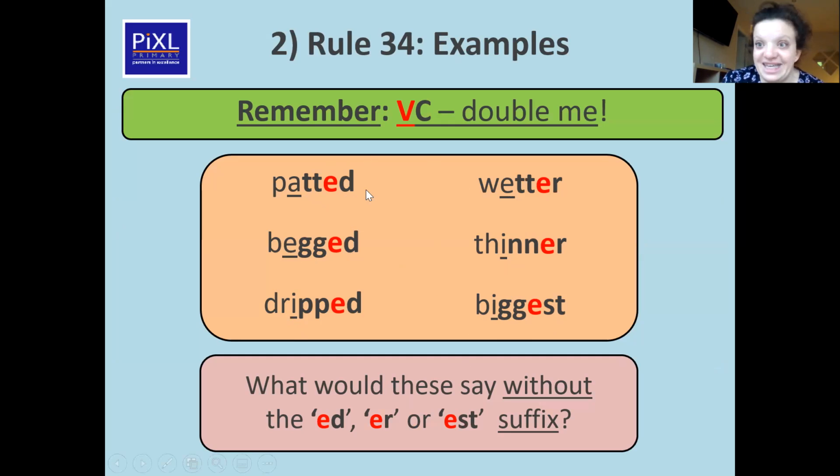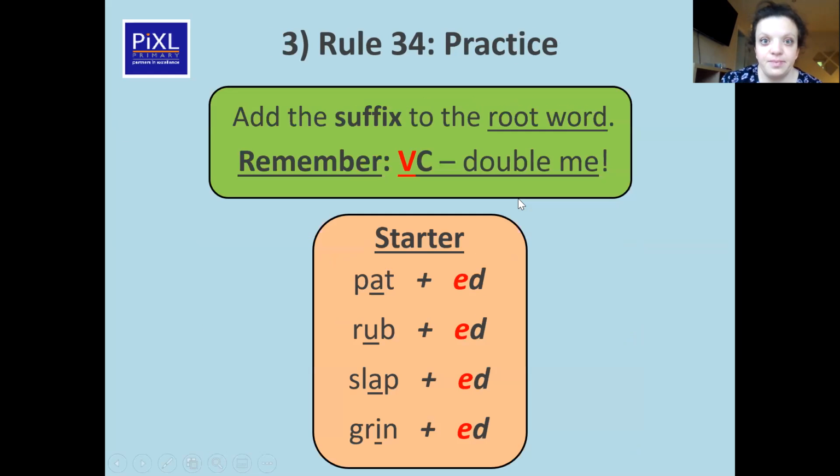Okay, so before patted, it would have been pat, just p-a-t. Begged would have been beg. Dripped, drip. Wetter, wet. Thinner, thin. Biggest, big. Okay, they're the words you should have written down. And they wouldn't have had the double letters on the end. You would have just had one of those consonants.